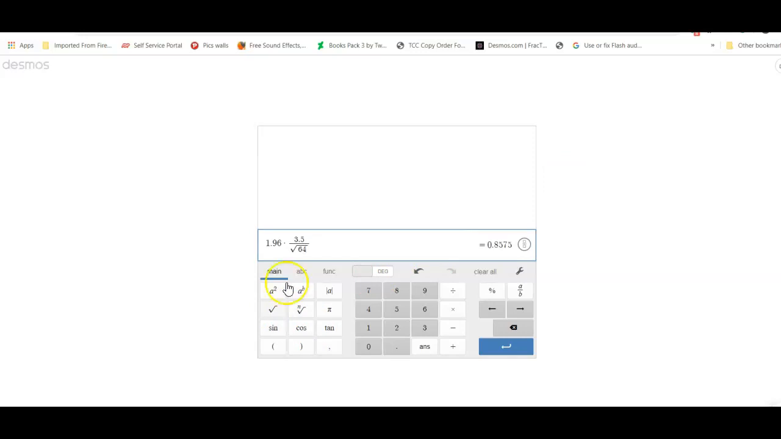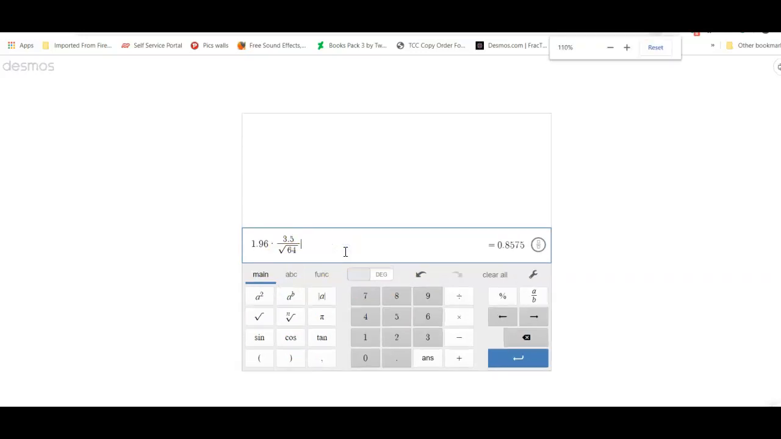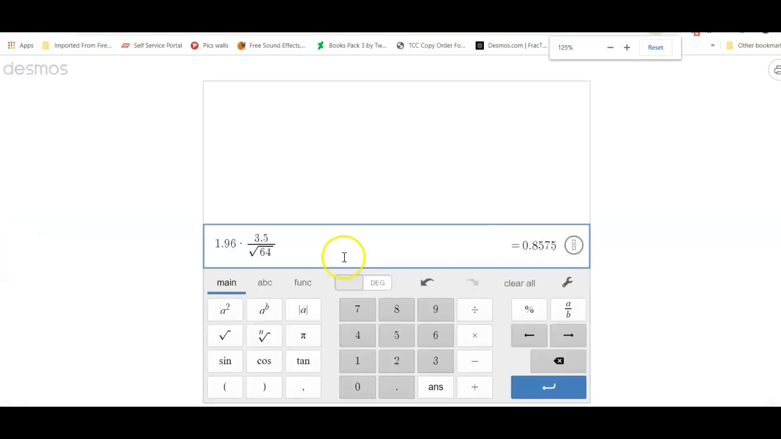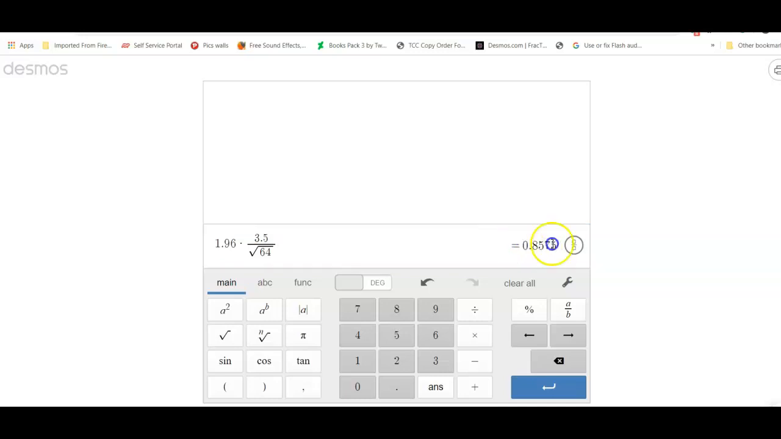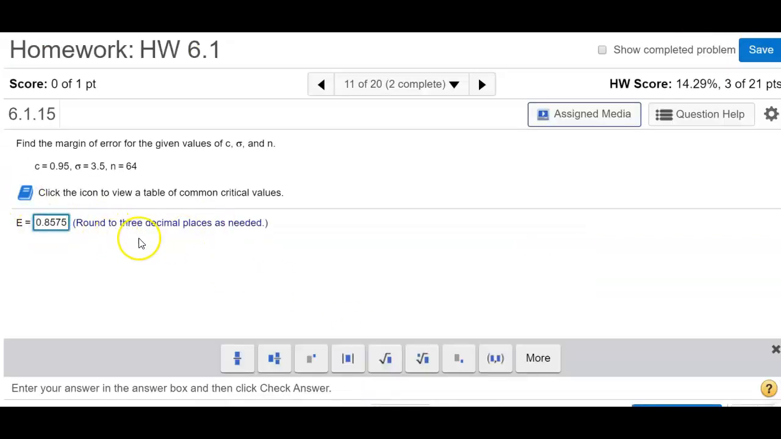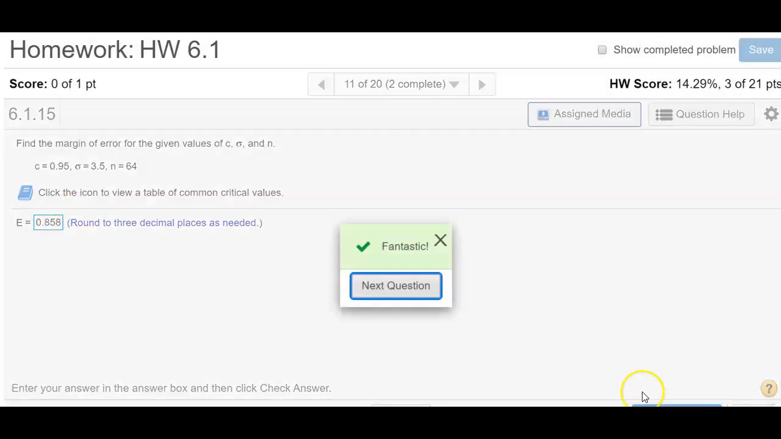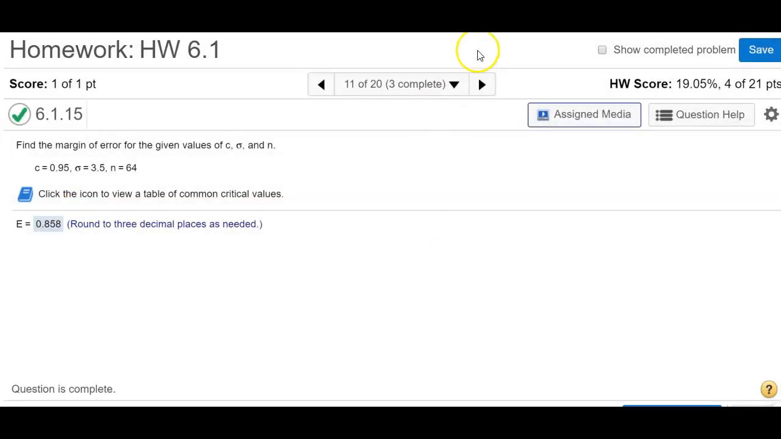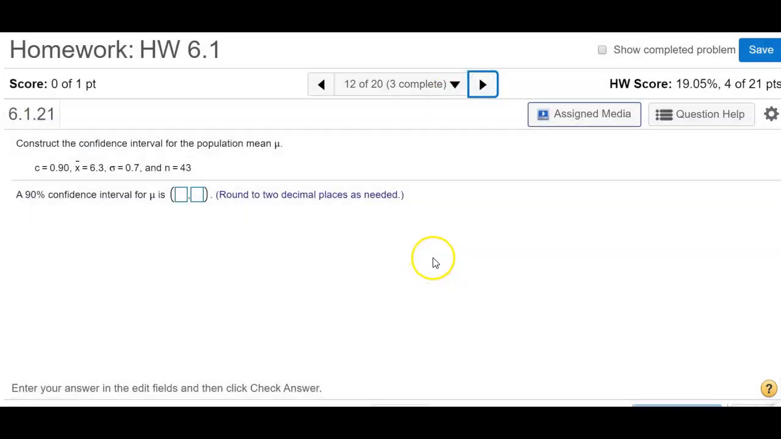Let me expand this one too for y'all. Oops, that's way too much. Okay, so it's 0.8575. Let me copy this just to be on the safe side. And when I move on, I'm going to plug this in, rounded to 3 decimal places. So it is 0.858. Check my answer. Fantastic. Let's move on to the next one.